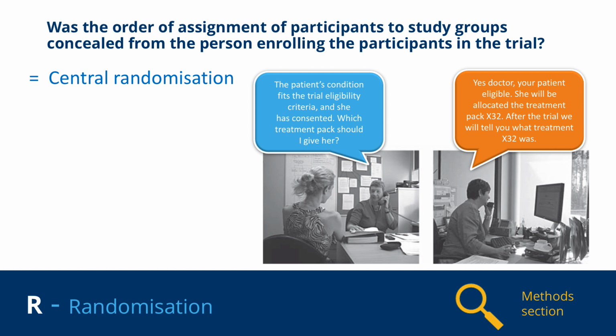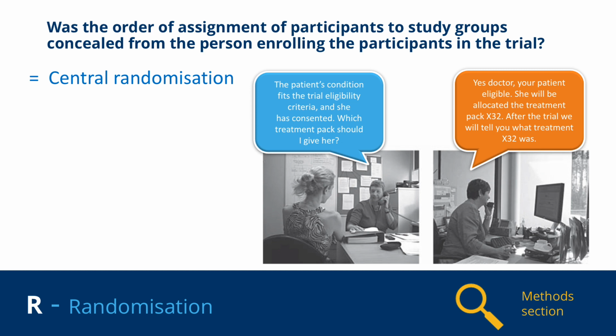Again, only once a participant is enrolled is the next numbered envelope opened and the intervention the participant will receive revealed. It is important to understand that allocation concealment is not the same as blinding in a trial. Allocation concealment prevents bias up to the point where participants are allocated to study groups, whereas blinding concentrates on preventing bias after participants have been assigned to study groups.